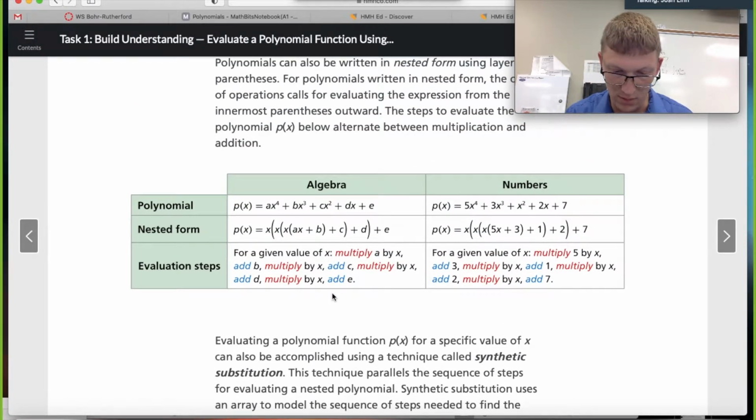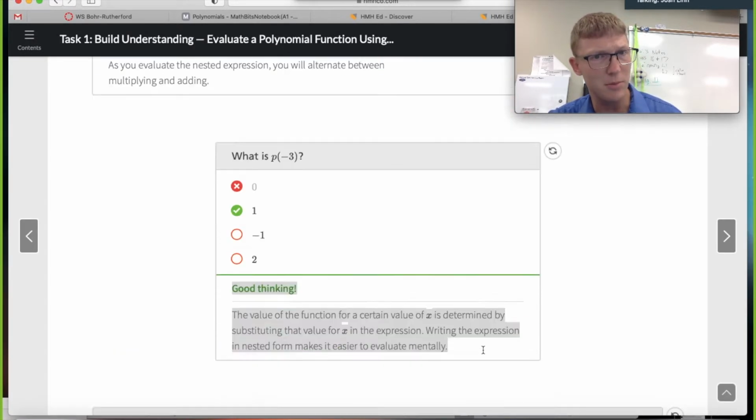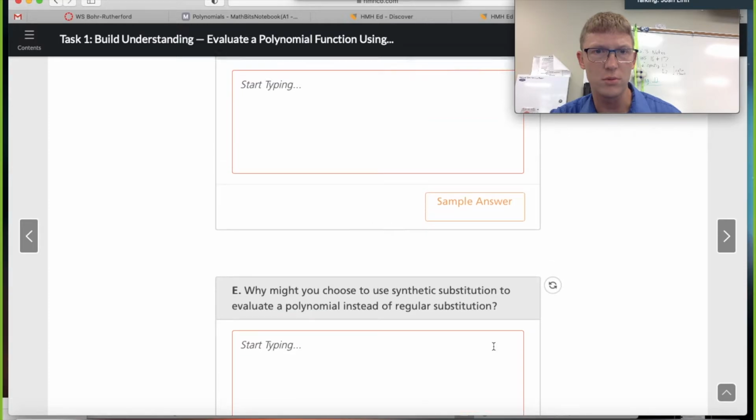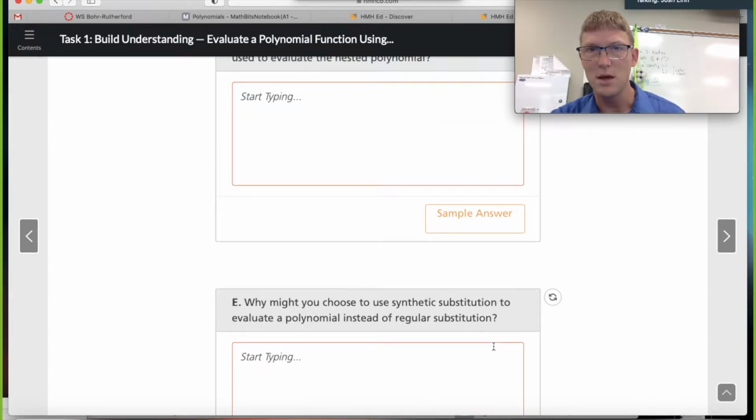This thing right here. So why does synthetic substitution work? It's because of this right here. We're just kind of, I don't want to say dropping, but we know that we have the variables there, so let's just get the math done and then put the variables back in. So there you go.